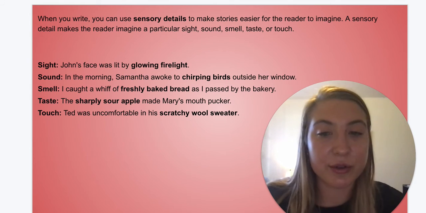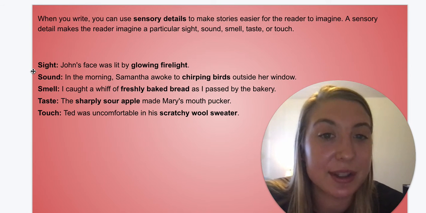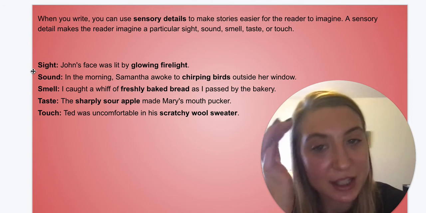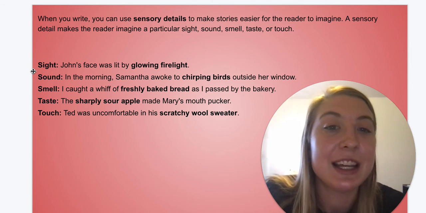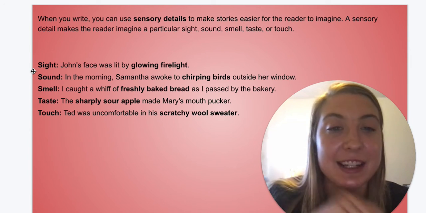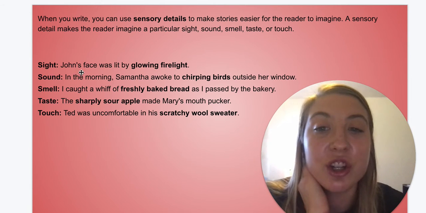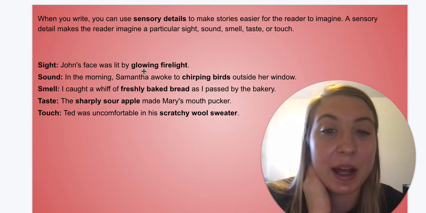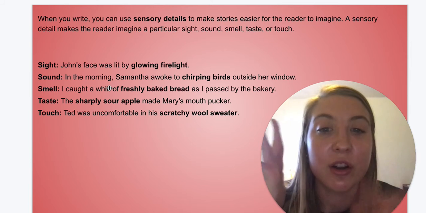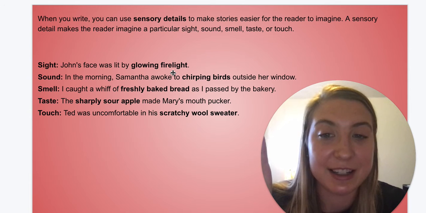So now we're going to go through some examples. When you write, you can use sensory details to make stories easier for the reader to imagine. A sensory detail makes the reader imagine a particular sight, sound, smell, taste, or touch. So again, our five senses. It's adding a description. An example that we could see in a sentence was, John's face was lit by glowing firelight. So you can imagine in your head, we know that he's by firelight, and could you imagine his face being bright?